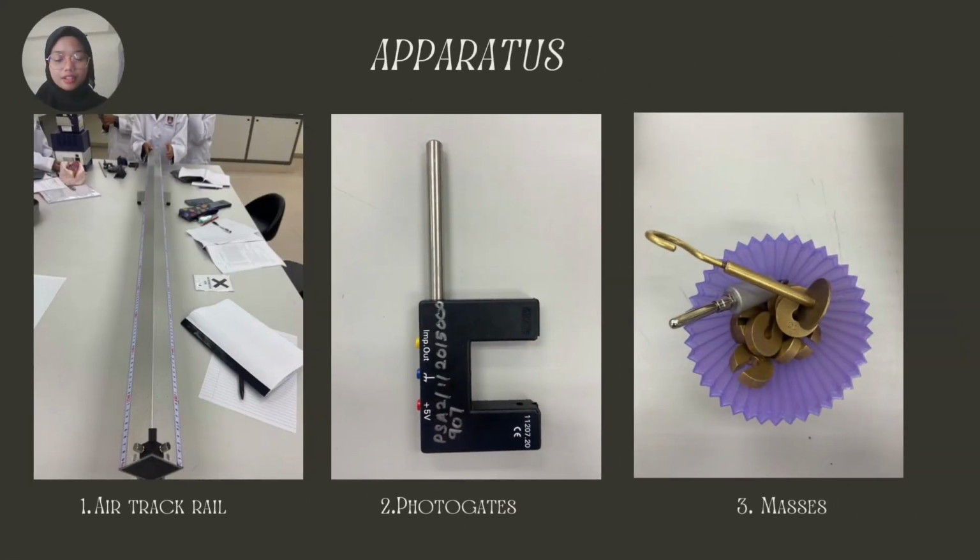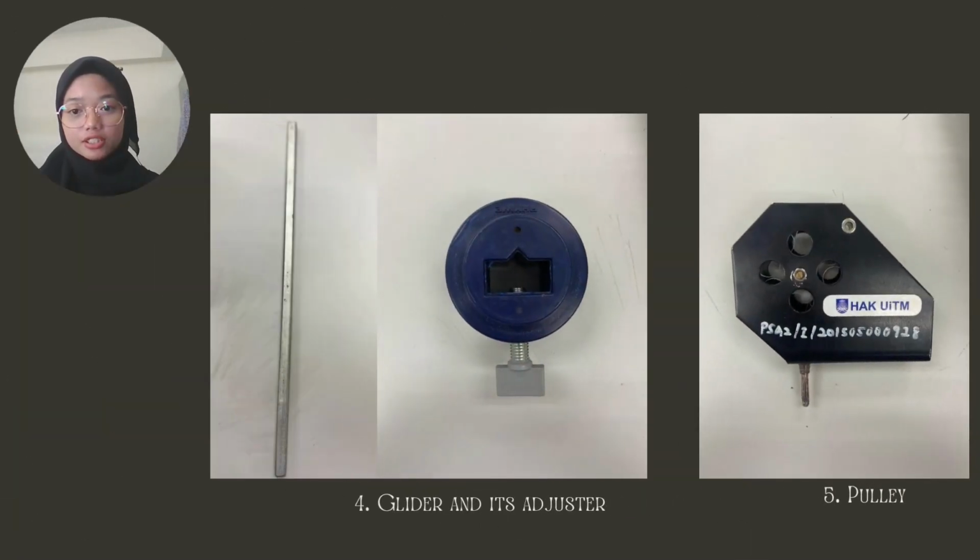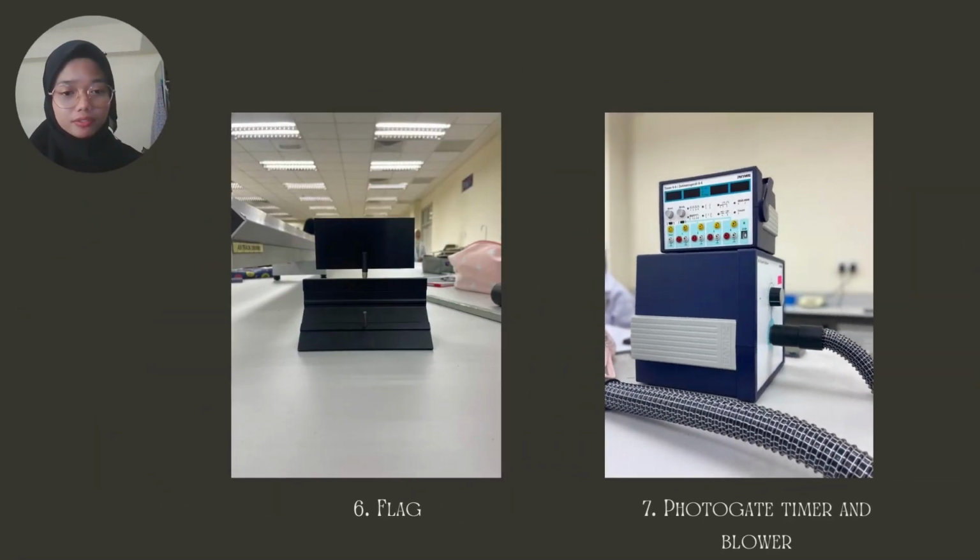Next, these are the apparatus used in the experiment of linear motion. First is the air track rail, second is the photo gates, third is the masses. Fourth is the glider and its adjuster, fifth is the pulley, sixth is the flag, and the last ones are the photo gate timer and the blower.